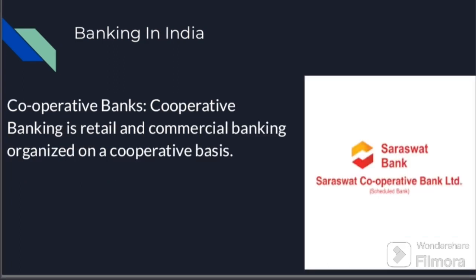Let's look at cooperative banks. What is a cooperative bank? The rural cooperative credit system in India is primarily mandated to ensure the flow of credit to the agricultural sector. It operates with a three-tier system: primary agricultural credit societies at the village level, central cooperative banks at the district level, and state cooperative banks at the state level. Urban cooperative banks cater to the financial needs of customers in urban and semi-urban areas.